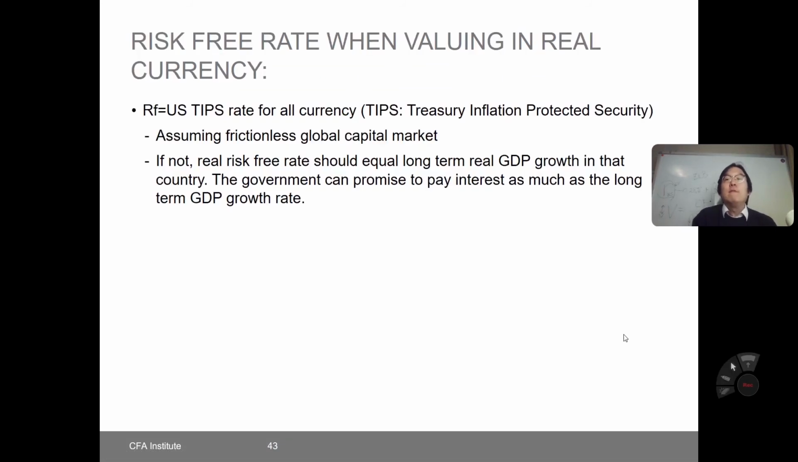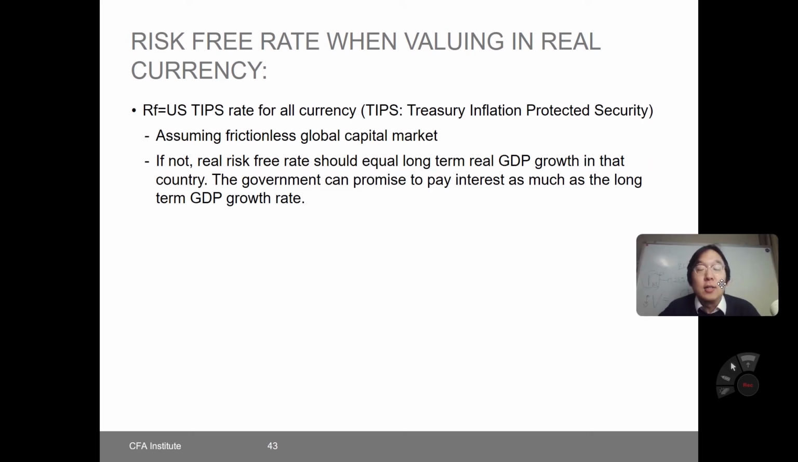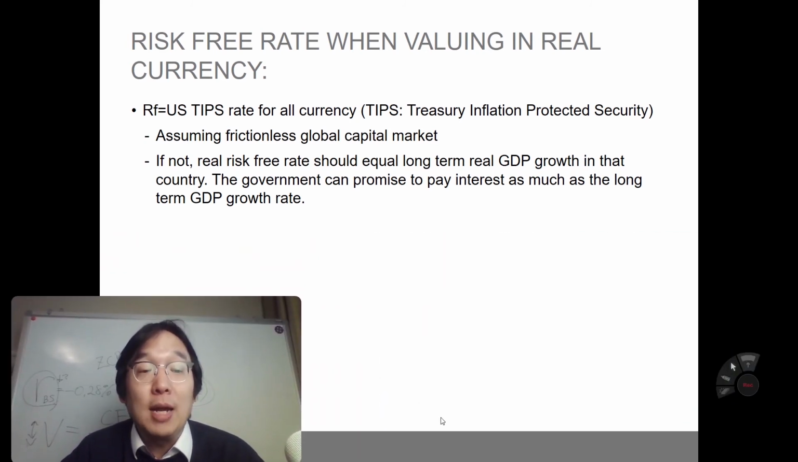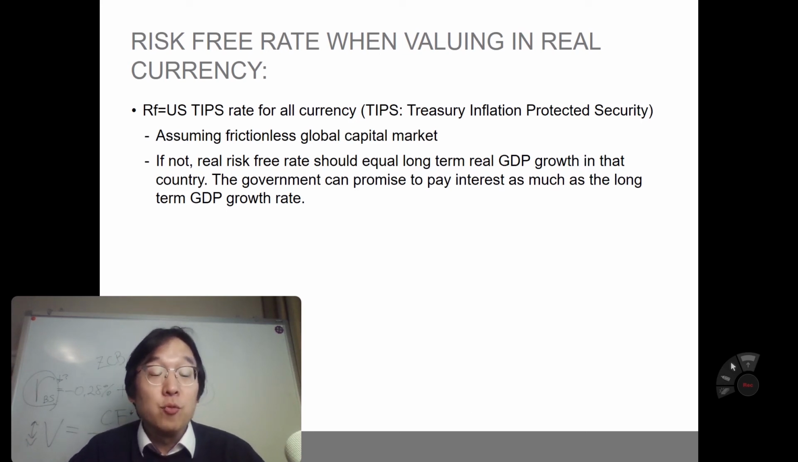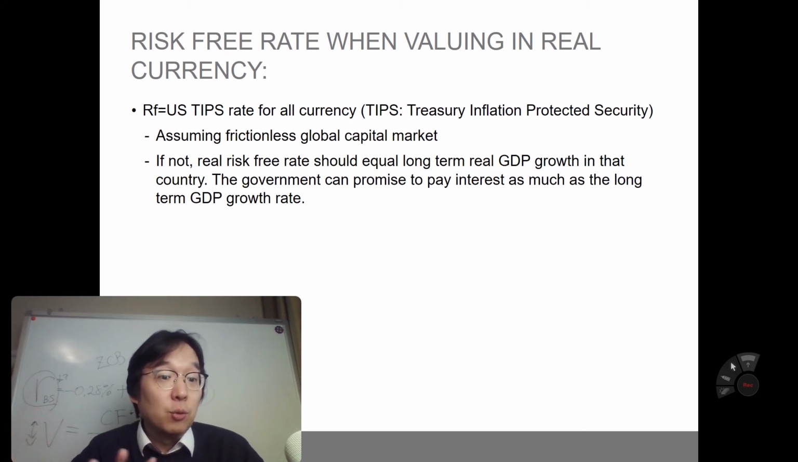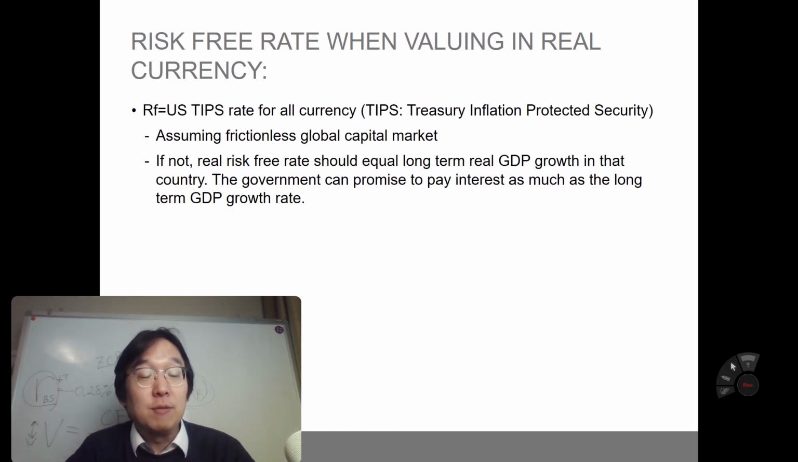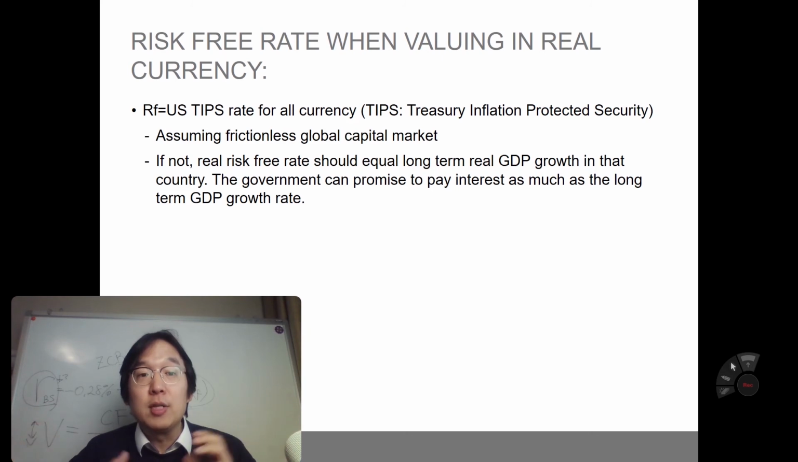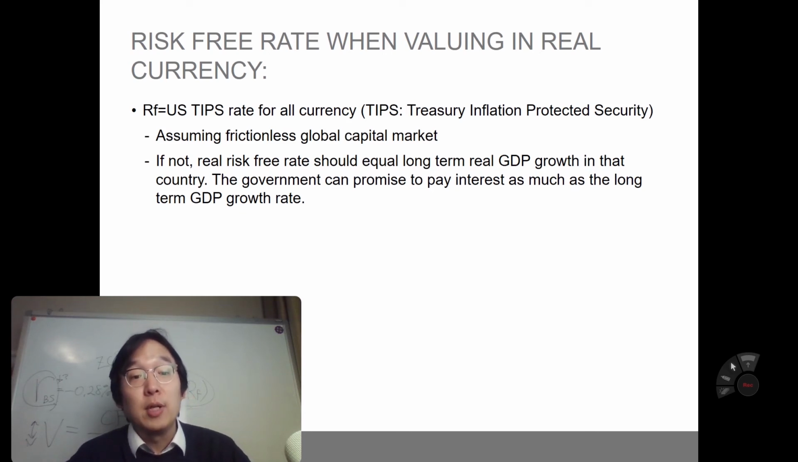Now, risk-free rate when valuing in real currency, right? Risk-free rate in US TIPS rate for all currency will be okay. This is Treasury inflation protected securities. It's a real dollar term, real risk-free rate, right? We are assuming frictionless global capital market. So assuming there is no transaction cost as you move your money from one country to another country and the next country. No transaction cost or tax issues, no difference, right? Very ideal, very hypothetical world, right? Then your real risk-free rate in US dollars will be ubiquitously used for other countries' real risk-free rate as well. If not, real risk-free rate should equal long-term real GDP growth rate in that country. The government can promise to pay interest as much as the long-term GDP growth rate, right?